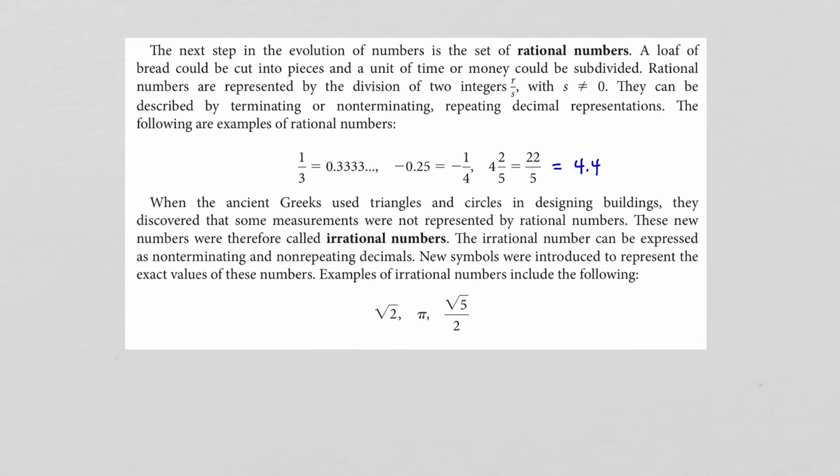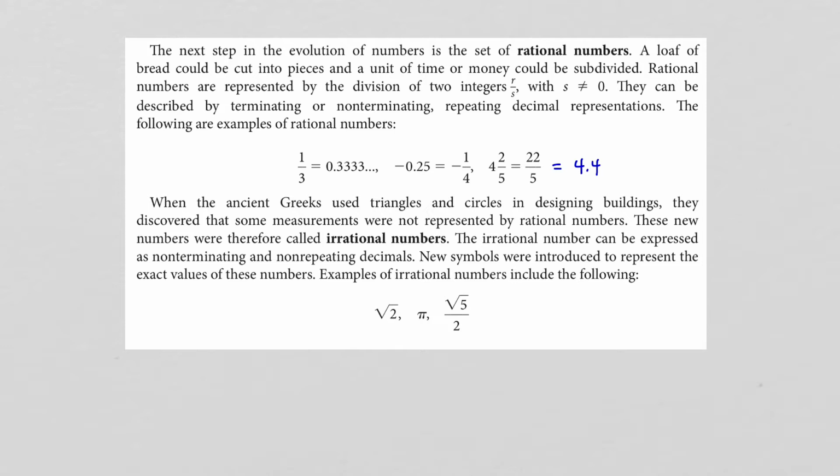And then finally, we get the set of irrational numbers. And irrational numbers are numbers that are not any of the numbers that we just mentioned. So they're not whole numbers or integers or rational numbers, but they are nonetheless very important numbers. Numbers such as the square root of 2 or numbers like pi, these are irrational numbers.